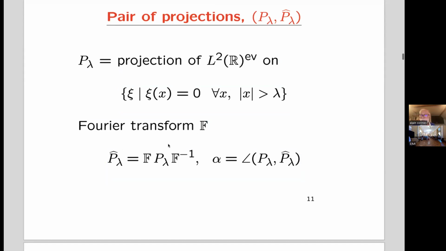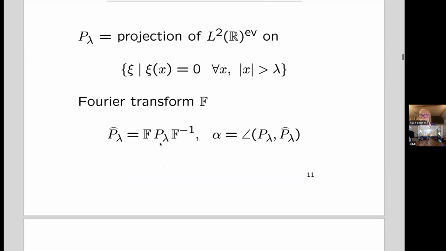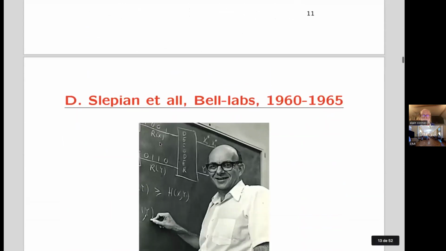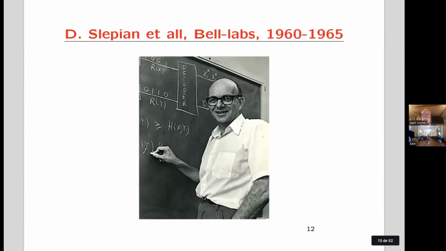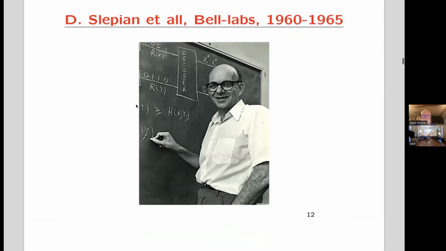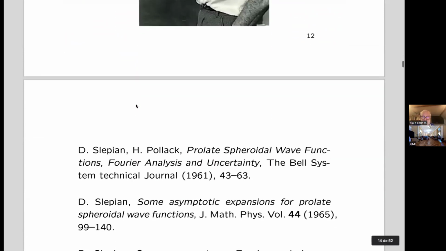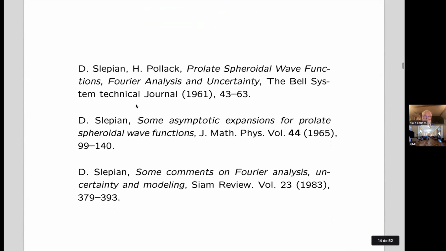So this seems contradictory. And what Slepian and his collaborators, Landau and Pollak, did was to tackle this problem, to try really to completely understand this pair of projections. And the miracle which occurred, in the papers which they wrote, is the following.